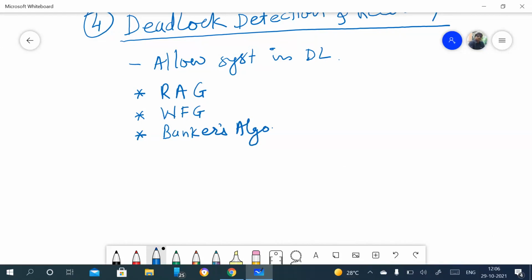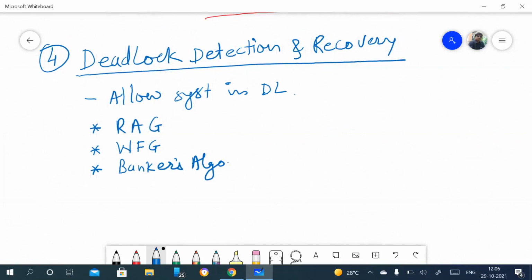So already we discussed these three, so that's why I'm not going into detail. First, when suppose the deadlock is there, how can we detect it using the RAG graph, WFG, or we can use the banker's algorithm to detect it. That is the thing. Now suppose we have detected that, then how can we recover from it?